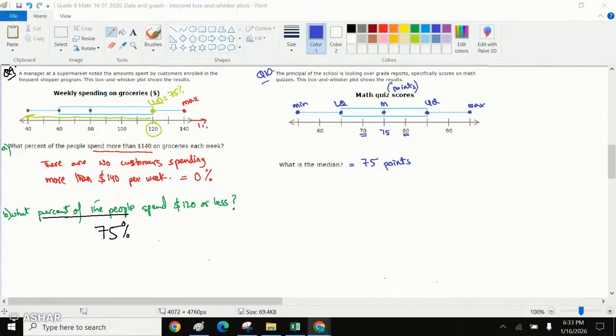Can we add a part or two in this? Let's suppose I would say find the interquartile range for the scores.